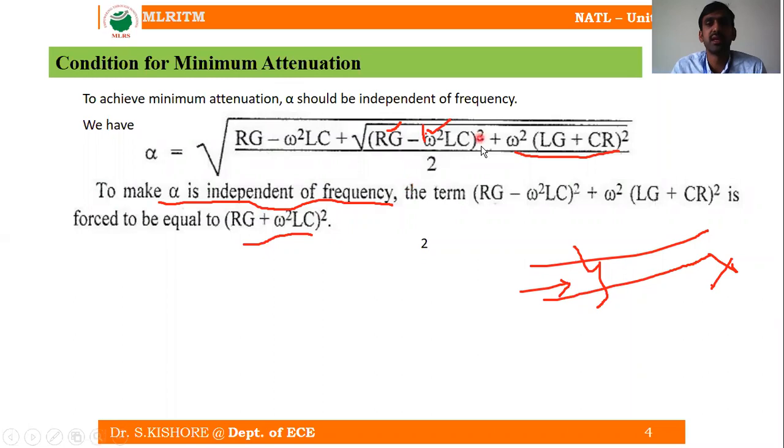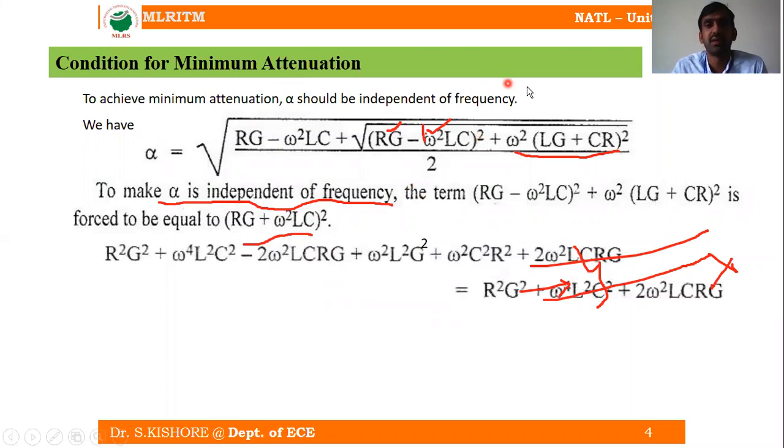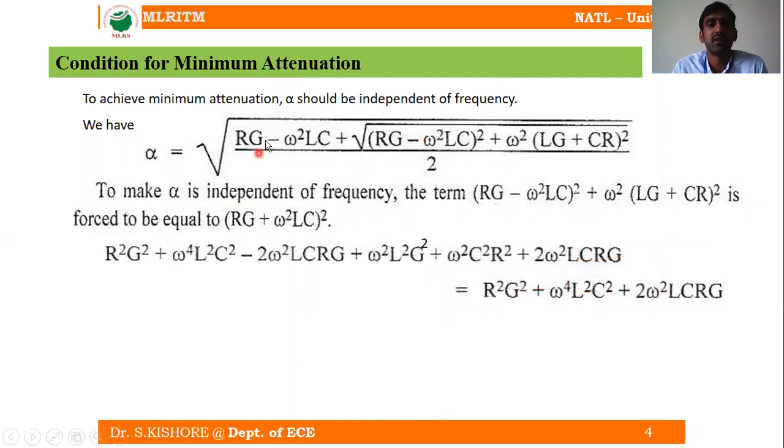Now if we make this equal to Rg plus omega square Lc whole square, then we can have the expression like this. If we split this one, here Rg plus omega square Lc is there. So I am writing here, this side is Rg plus omega square Lc whole square, and the right hand side is this expression.